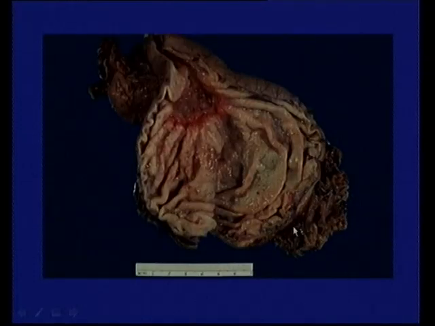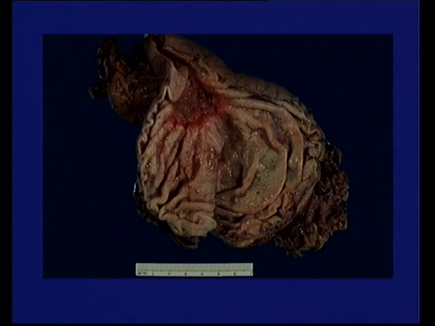It's an opened section. There are these multiple rugae that you can see. Stomach. What is this? Yes. What you can say about this is that there is a very large irregular ulcer with a hemorrhagic base, and it has irregular nodular margins. So this irregularity and this large size is what is suggestive of a malignant ulcer.